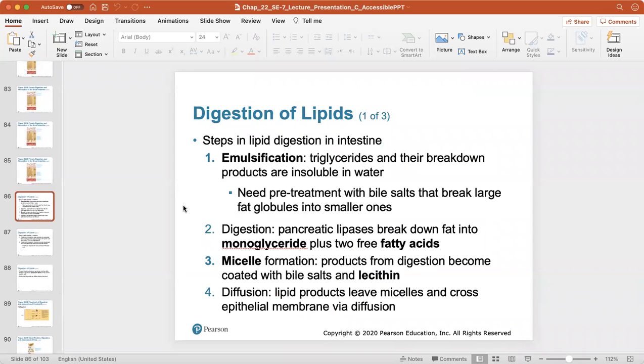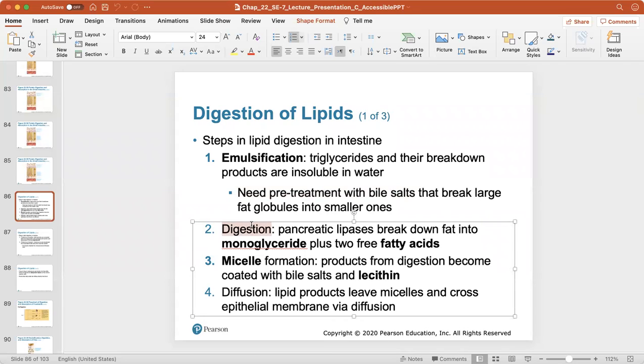Then we'll talk about how lipids are digested. Lipids are digested in the intestine via what we call emulsification. Triglycerides and their breakdown products are insoluble in water, so they need a pre-treatment with bile salts that help to break the large fat globules down into smaller ones. Digestion of lipids then uses pancreatic lipases, which will break down fat into a monoglyceride plus 2 free fatty acids.